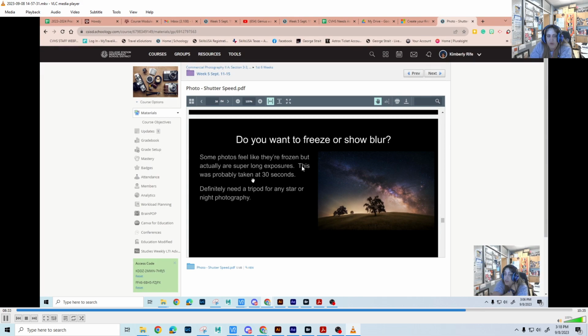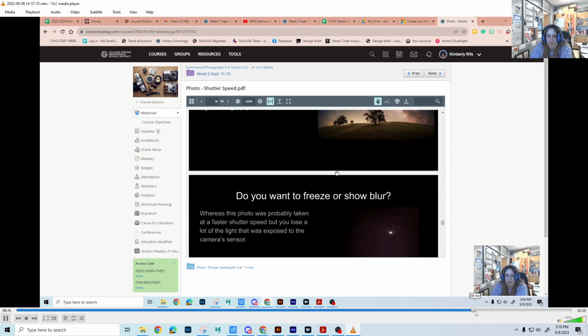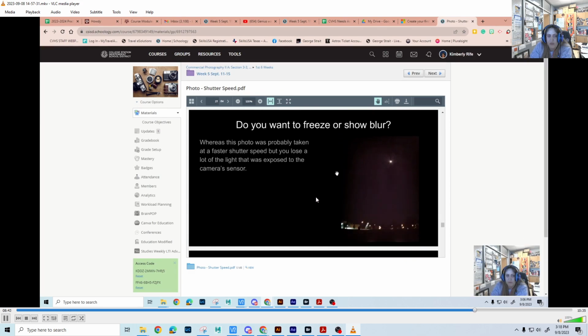So some photos feel like they're frozen, but actually are super long exposures. This was probably taken over like 30 seconds. So you definitely need a tripod for this. This one was probably taken at a faster shutter speed, but you use a lot of light, and so you can see it's super dark. You can only see the moon right there.